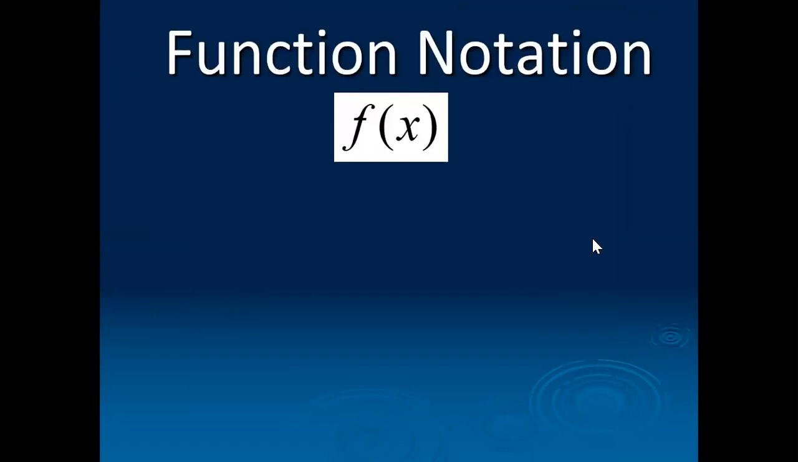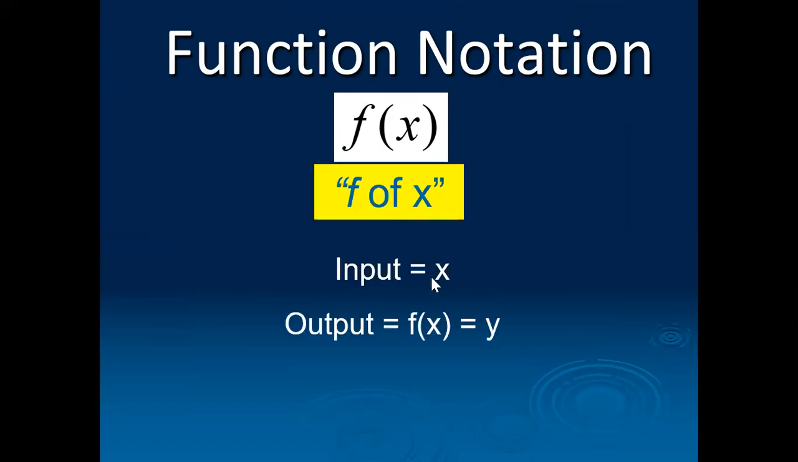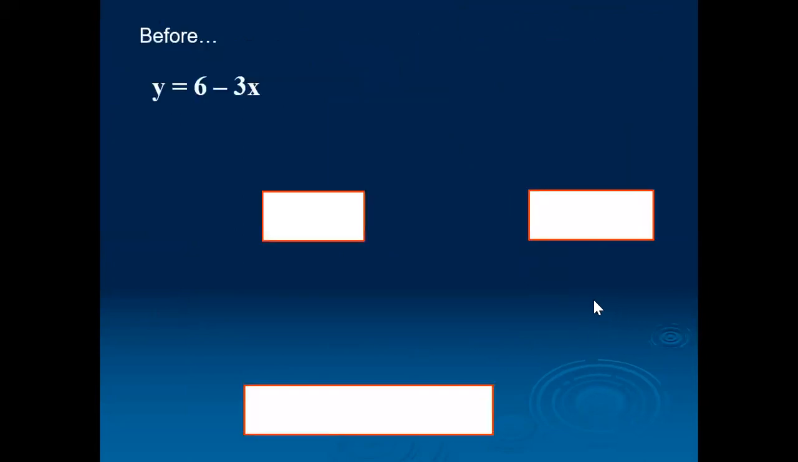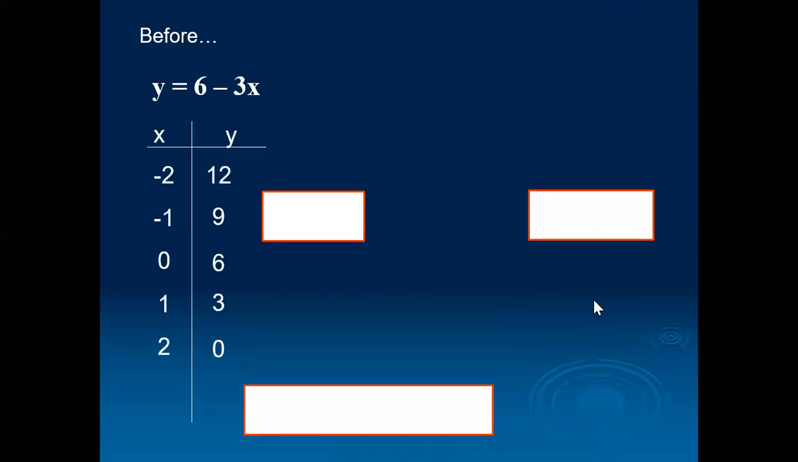All right, let's talk about function notation. Function is f of x, function of x. The input is x, the output is the function of x, which is the same thing as y. So when you see f of x, it really just means the same thing as y. So here's a function, y equals 6 minus 3x. This is your domain, this is your range.